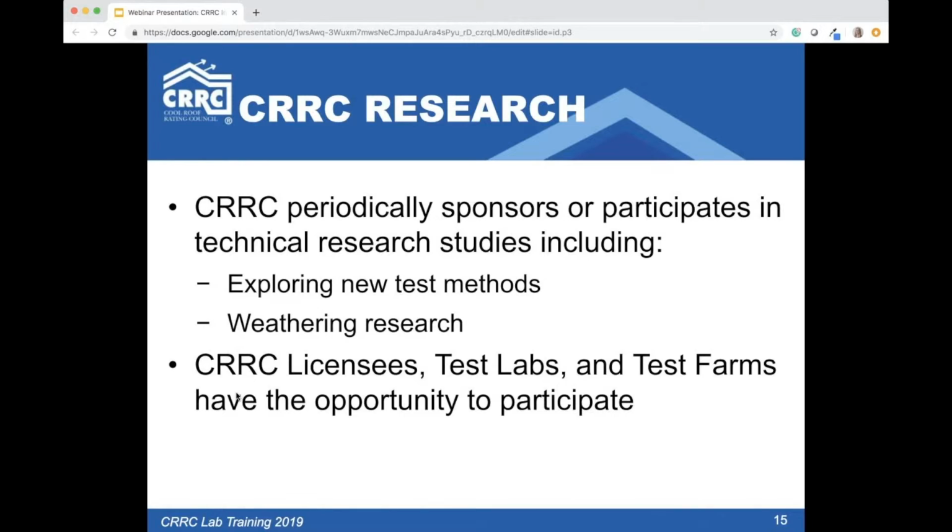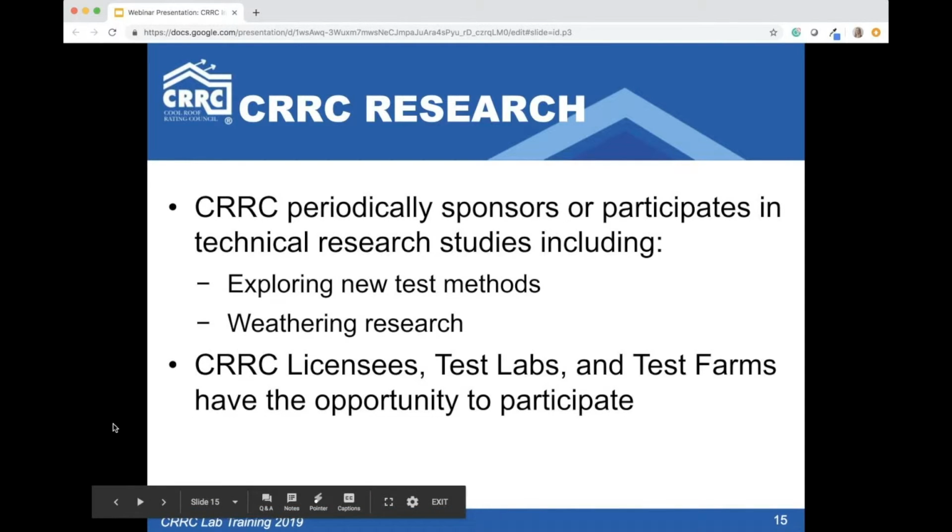So the second pillar of our mission is research. As I mentioned before, we periodically sponsor or participate in technical research studies. Usually that's looking at new test methods or weathering research, but we've also looked at existing test methods, looking at historical data. So pretty much anything that has to do with the radiative properties of roofs, we're interested in.